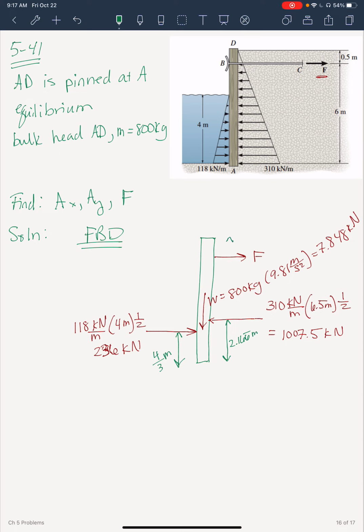So we know the force here is 0.5 meters from the top. Trying to think of other things that we need to know. This whole height is 6 meters. We need to do our coordinate system, so we're going to have positive x to the right and positive y going up. I think that's it.